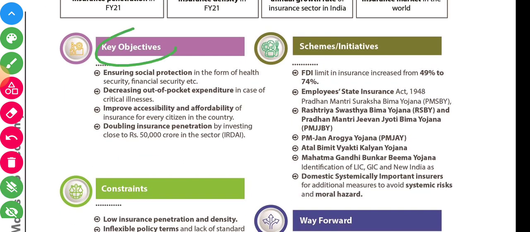And key objectives of the insurance sector: ensuring social protection, decreasing out-of-pocket expenditure in case of critical illnesses, improving accessibility and affordability in insurance for every citizen in the country, doubling insurance penetration, crossing 50,000 crore rupees in the sector according to the Insurance Regulatory and Development Authority of India.